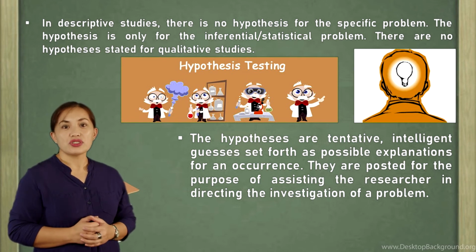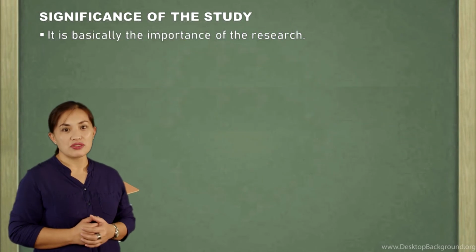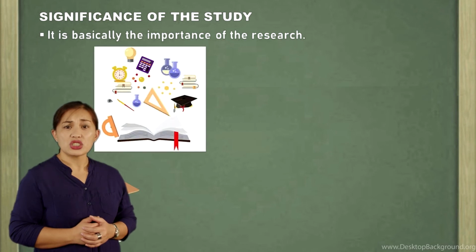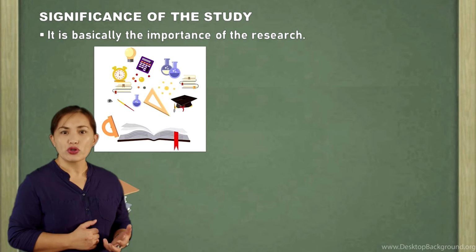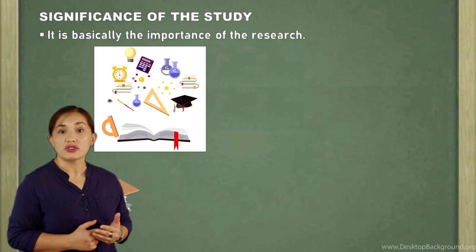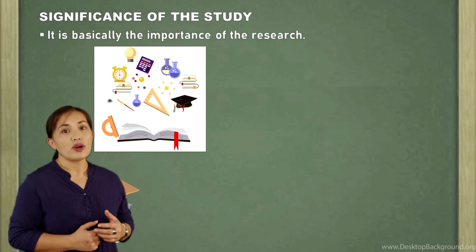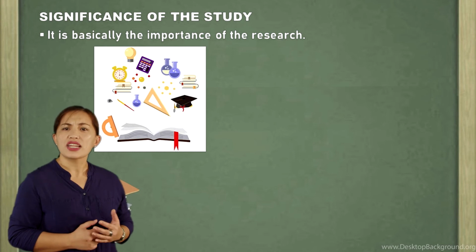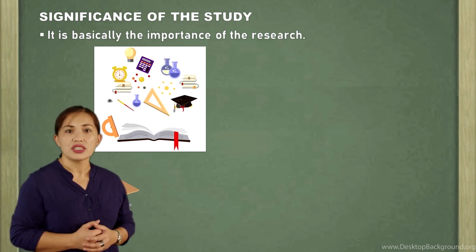After the background of the study, we have the significance of the study. In simple terms, the significance of the study is basically the importance of the research. The significance of a study must be stated in the introduction section of the research paper. While stating the significance, we must highlight how our research will be beneficial to the development of science and society in general.